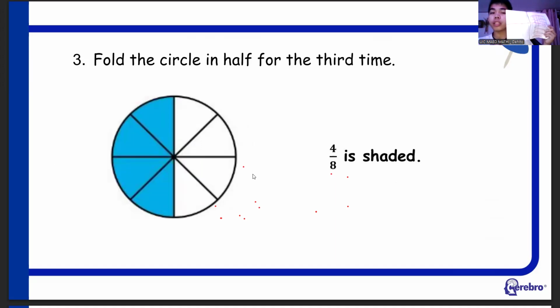Next, fold the circle in half for the third time. So, I'm gonna fold it again for the third time. Equal parts dapat ang pagka-fold.